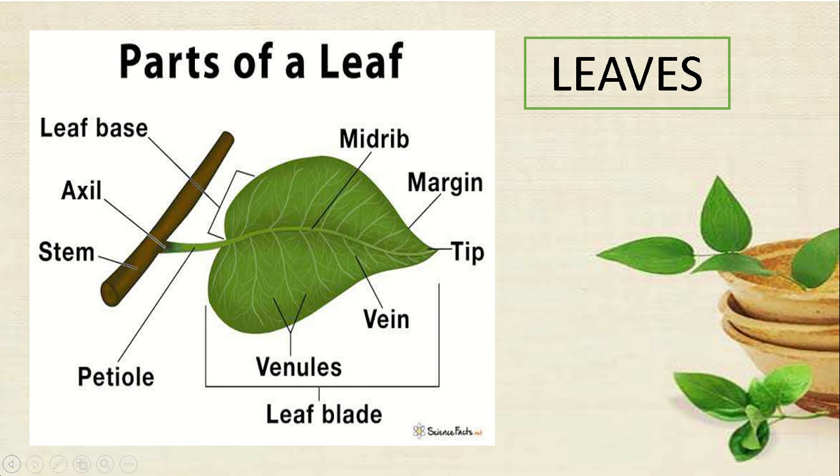Next is the leaves. This is where photosynthesis takes place, and it is where the plants make food. So the picture shows the parts of the leaf. We have the leaf base, the axil, the stem, the vein, tip, margin, and the petal.